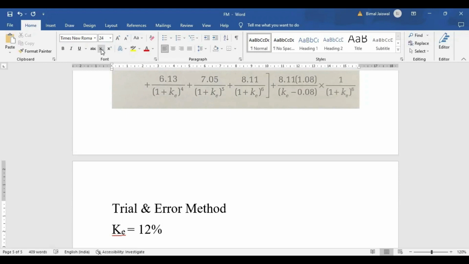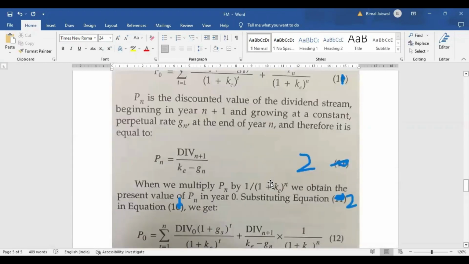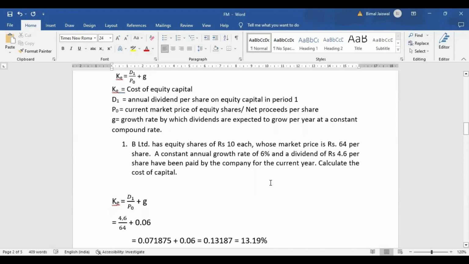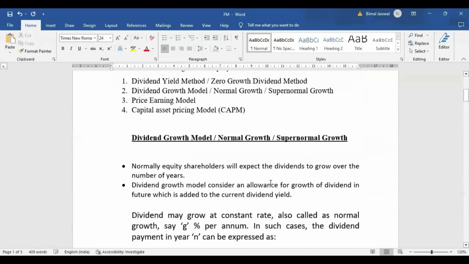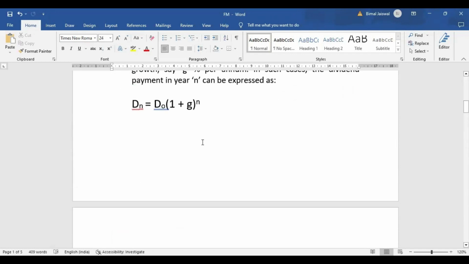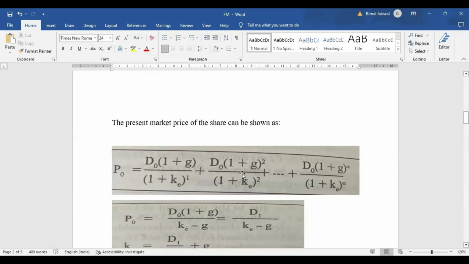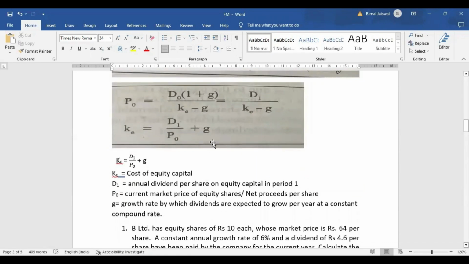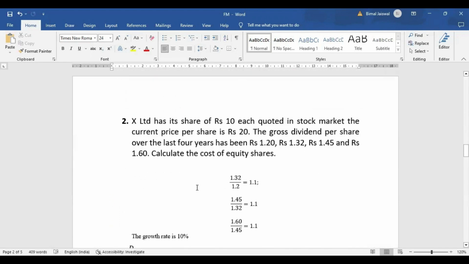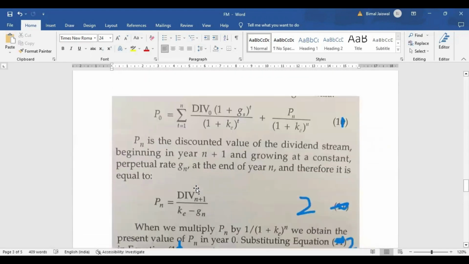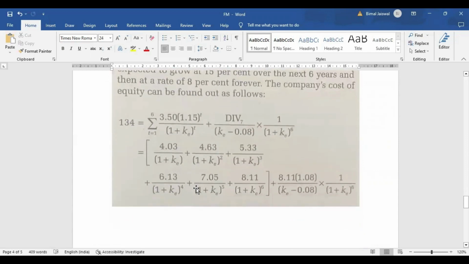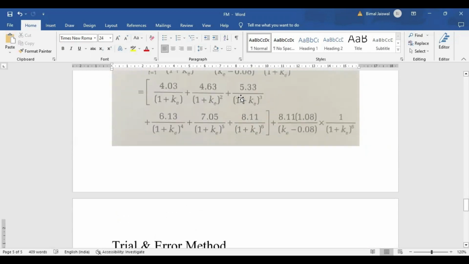So here we have seen, just as a revision, how we calculate the cost of equity when it is growing at a constant growth rate or normal growth rate, and when it grows at a supernormal rate. This is the growth applied to the current year's dividend. That is, the normal growth has been added, and then the supernormal aspect has to be there. And in that way, again, we can apply the trial and error method and derive the answer. You solve this, you can get the answer itself.